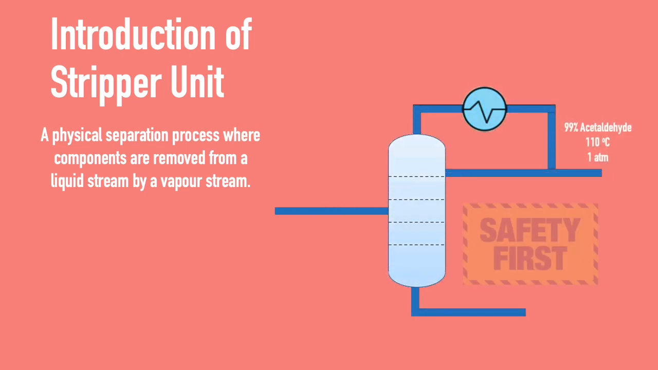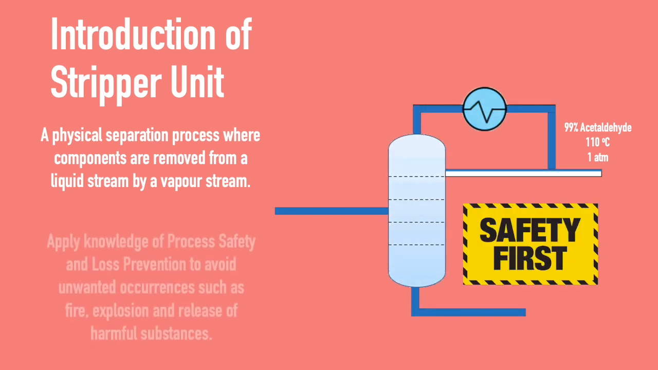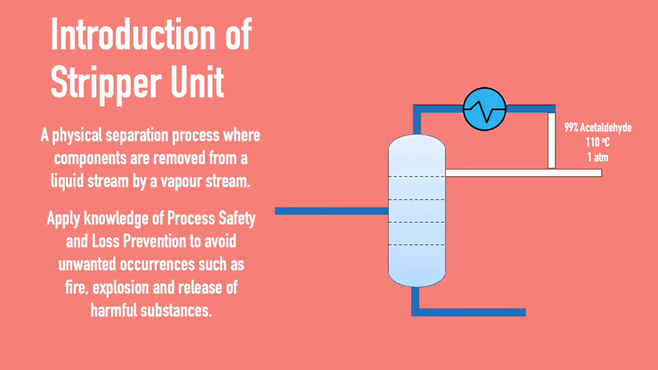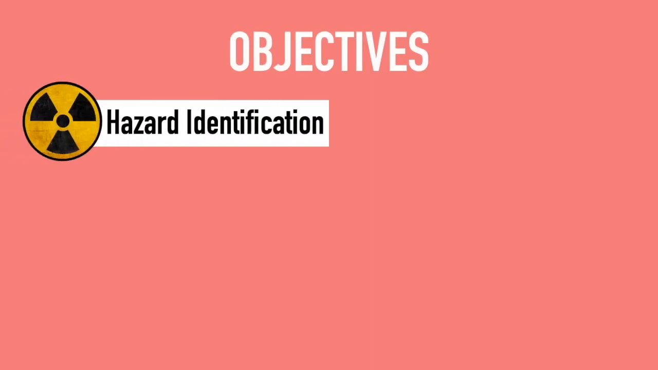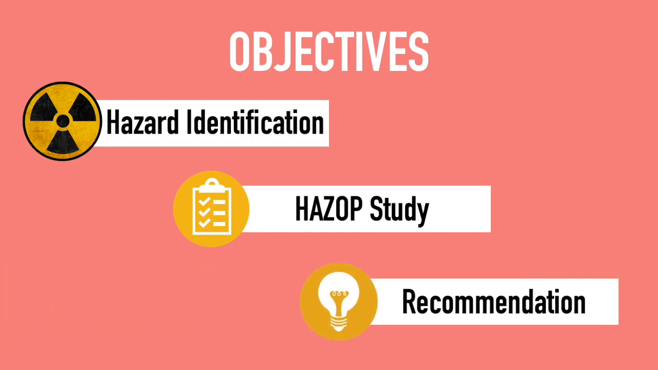In order to ensure the safety of the plant, it is very important to apply the knowledge of process safety and loss prevention to avoid any unwanted occurrences such as fire, explosion, and release of harmful substances. The objectives of this video are to identify any hazards present in the unit, perform HAZOP study, and recommend any improvement regarding the safety of the plant. Let's dive into hazard identification first.